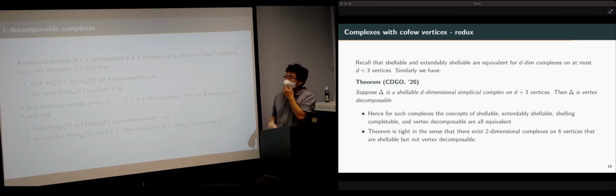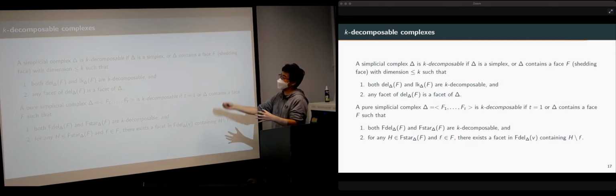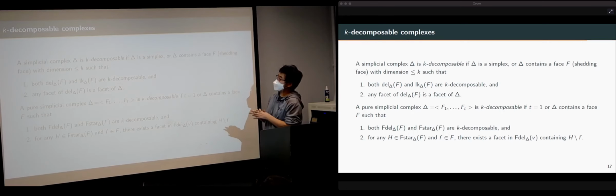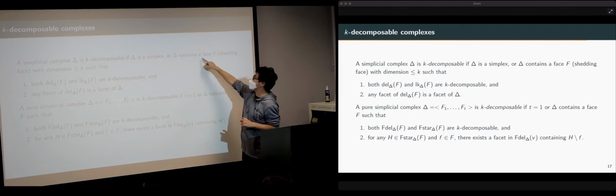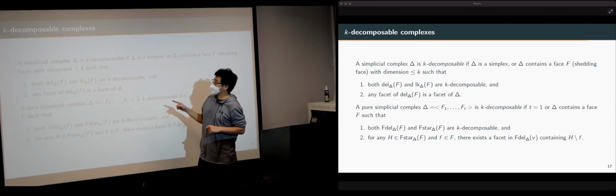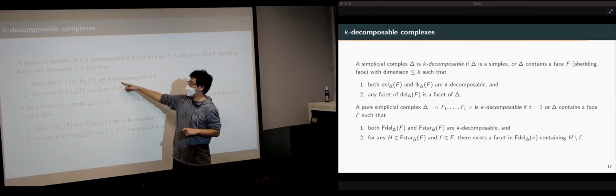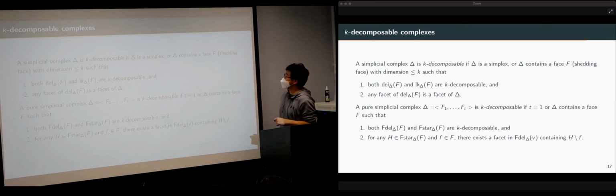So what to do afterwards? There's this notion that generalizes vertex decomposable and allows one to interpolate between vertex decomposable and shellability, and that is the notion of k-decomposable. So a simplicial complex is called k-decomposable if, again, this is the base case, it is a simplex, or there is a face that you can decompose by, with dimension bounded above by k, such that the deletion and the link recursively again satisfy this property, and that you again have this nice gluing property between these two. So that is the notion of k-decomposable.